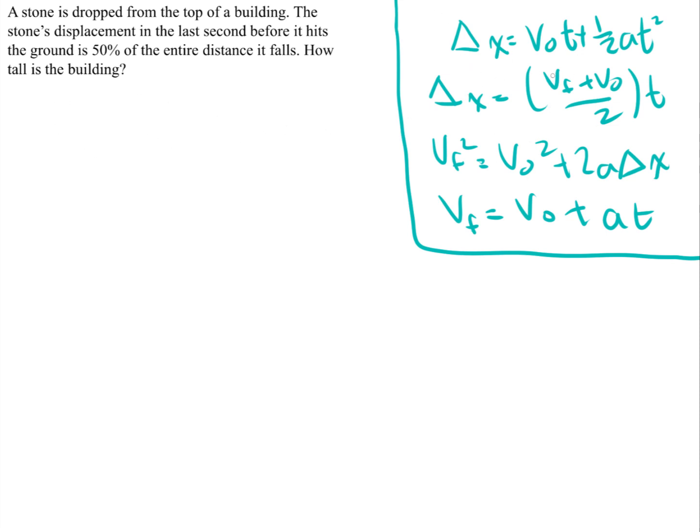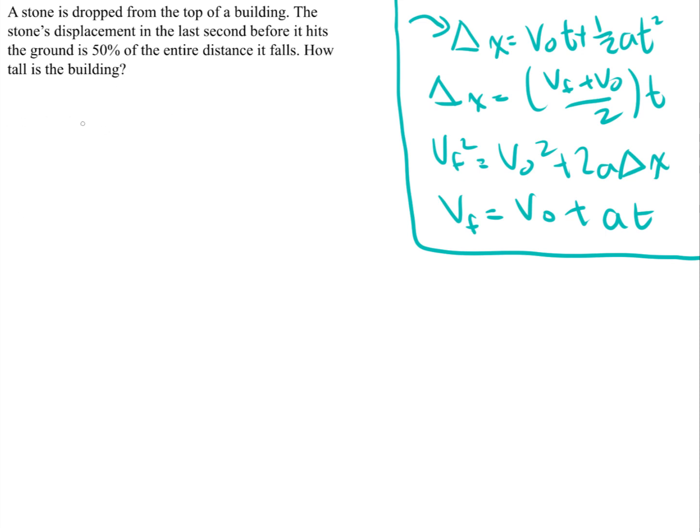So over here, I have a list of the four basic kinematic equations that we can use to solve problems of this type. To start, I'm going to use this first equation, which says that the displacement is equal to the initial velocity times the time plus 1/2 times the acceleration times the time squared.